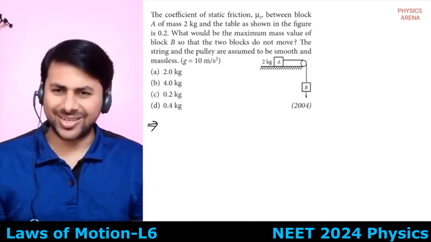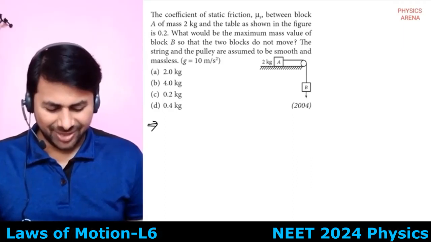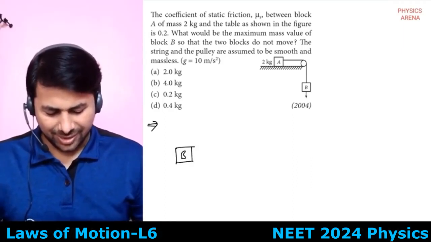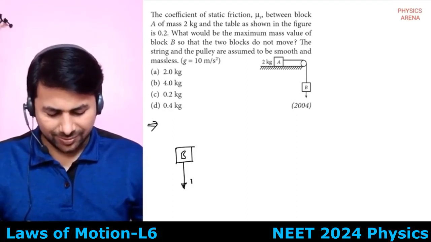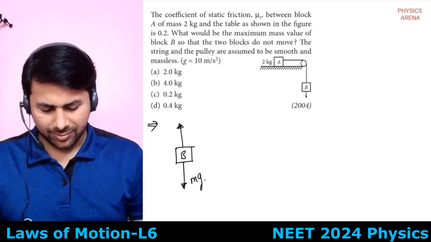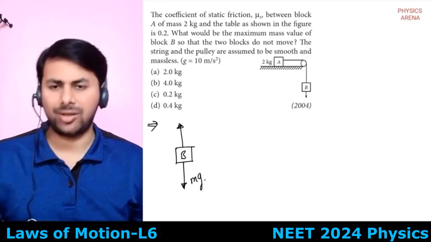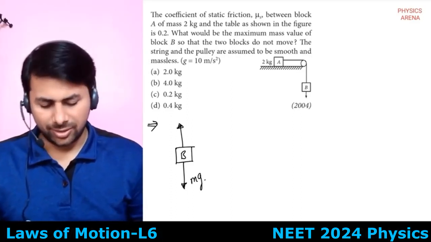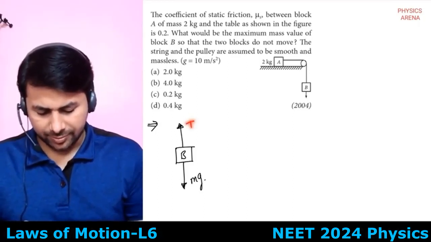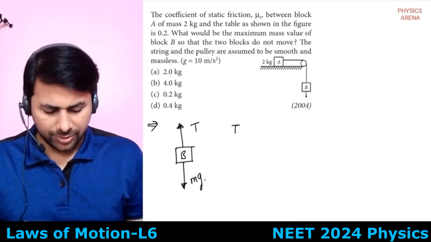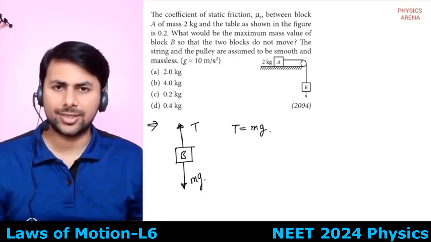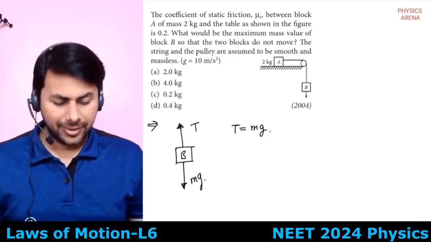Let's draw a free body diagram. Let's consider B. So this is B. Weight is acting downwards, then there will be some tension, and it's given that it is not moving. So what can I say? That this tension will be equal to mg, because there is no upwards or downwards acceleration, right?